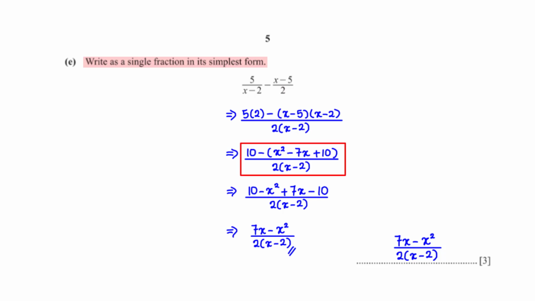5 times 2 is 10. When we expand x minus 5 times x minus 2, we get x squared minus 7x plus 10. When we expand the brackets, negative 1 times x squared is negative x squared. Negative 1 times negative 7x is 7x. Negative 1 times 10 is negative 10. 10 minus 10 is 0, so we have 7x minus x squared over 2 times (x minus 2).